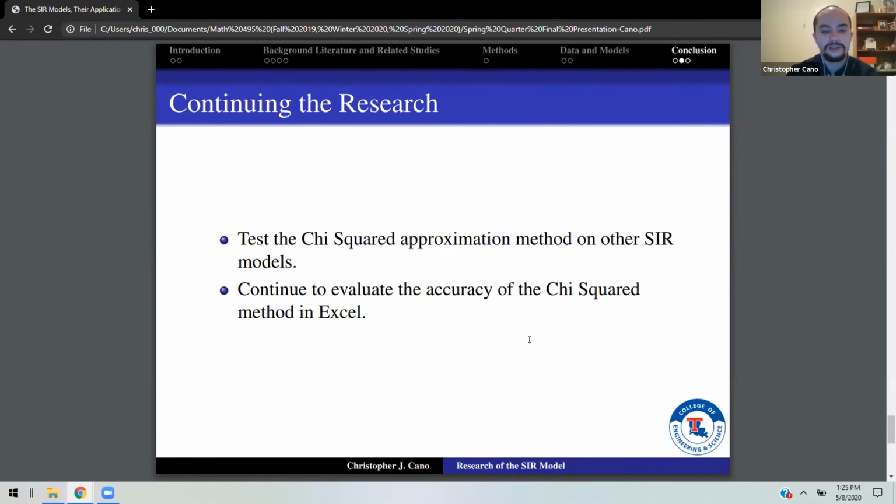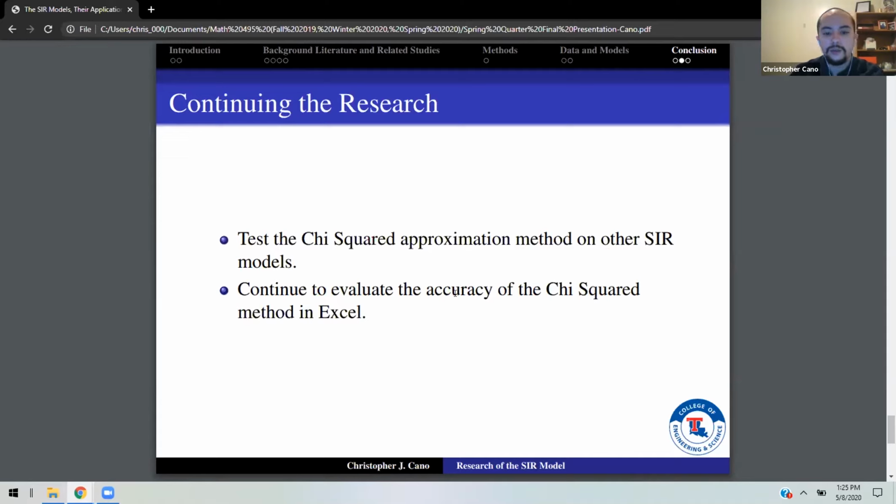So if this research were to be continued, here are some potential directions that it could go. We could test the chi-squared approximation method on other SIR models. So they could determine if this method approximates the rates of the other models as accurately as it did for the Kermack-McKendrick and the SI models.